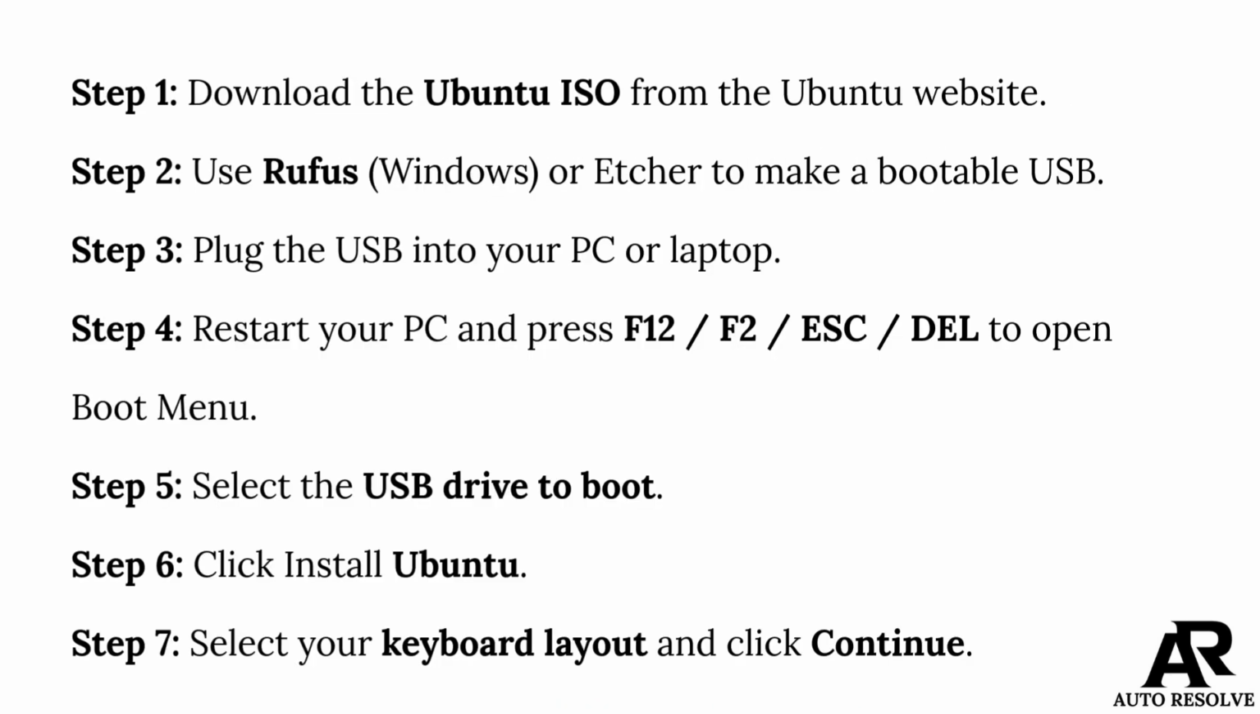Step 1. Download the Ubuntu ISO from the Ubuntu website. Step 2. Use Rufus, Windows, or Etcher to make a bootable USB. Step 3. Plug the USB into your PC or laptop.